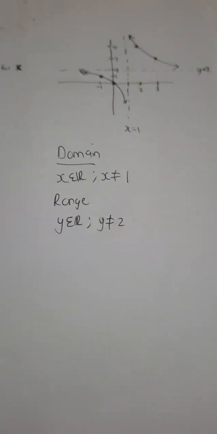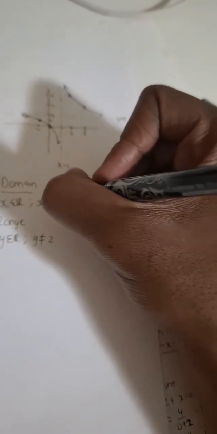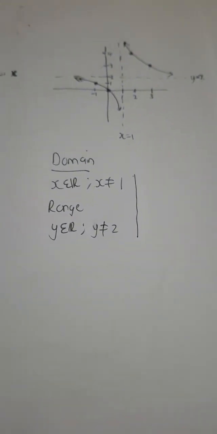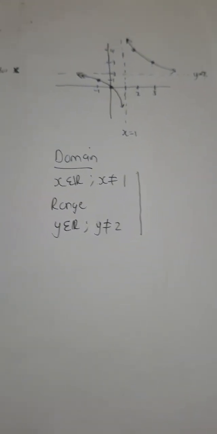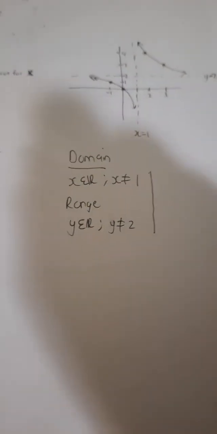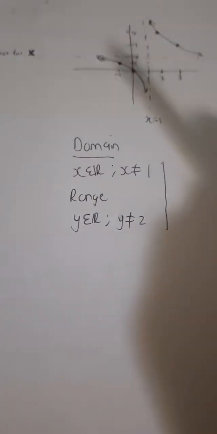Right. Some people usually, when they write the domain and the range, instead of saying x is an element of R, they say x is an element of negative infinity to positive infinity with open brackets, and then they exclude the 1. x cannot be 1. That's an acceptable way to write the answer as well.